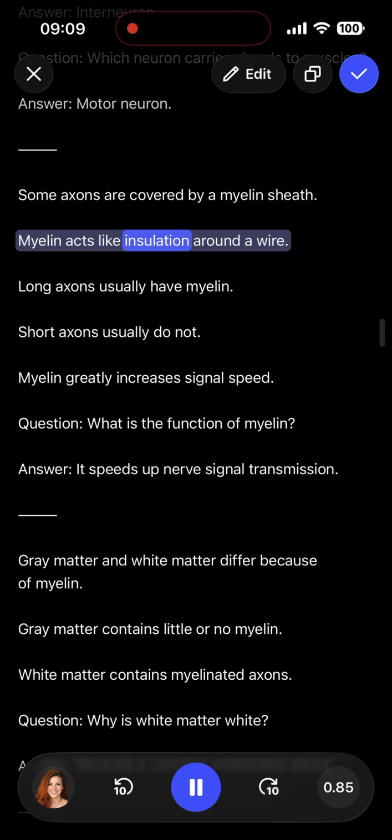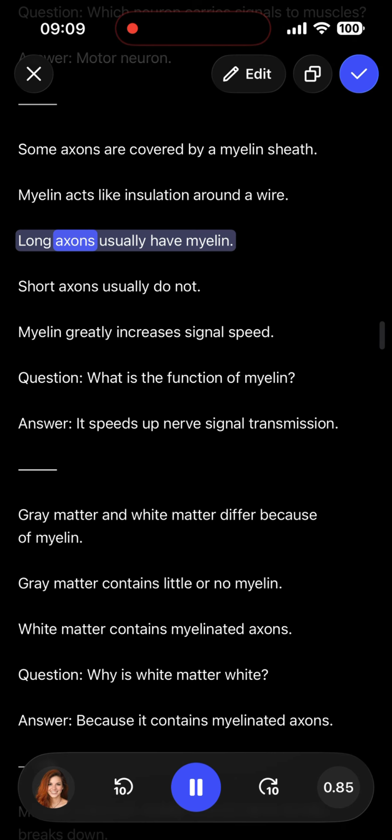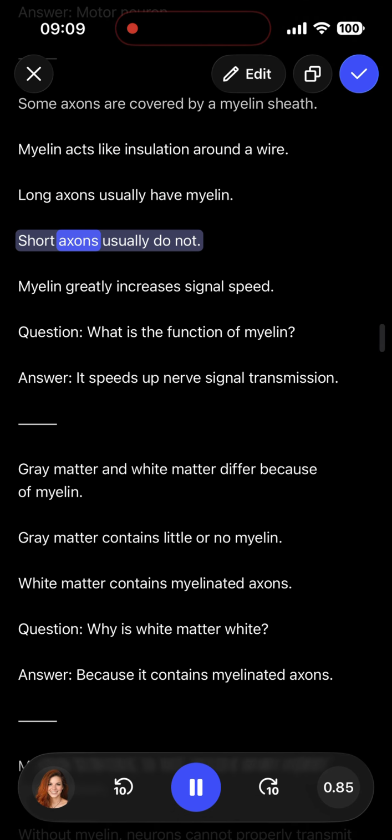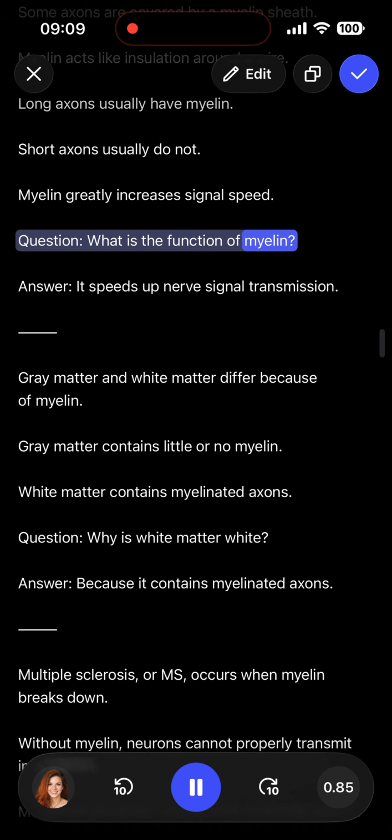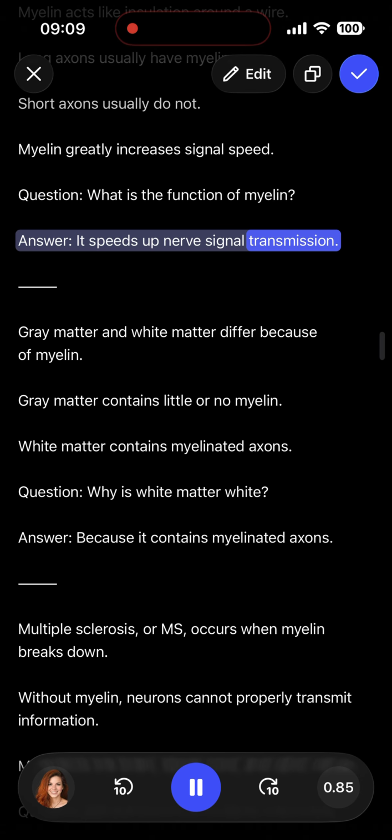Some axons are covered by a myelin sheath. Myelin acts like insulation around a wire. Long axons usually have myelin. Short axons usually do not. Myelin greatly increases signal speed. Question. What is the function of myelin? Answer. It speeds up nerve signal transmission.